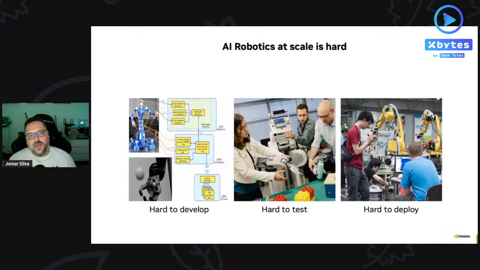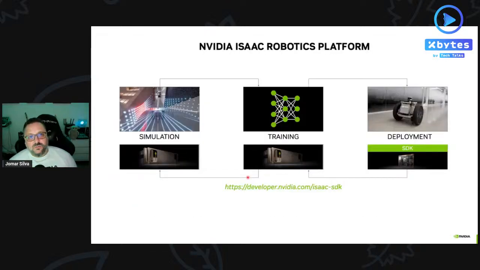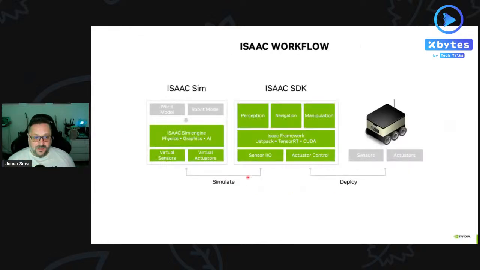But to build AI in robotics at scale is really hard because it's hard to develop. Here we are talking about developing the software, the AI, and the hardware in parallel. It's hard to test, and it's really, really hard to deploy. So this is why we created the Isaac Robotics platform. That is basically a platform made by a simulation component, a key SDK training component, and a deployment part.